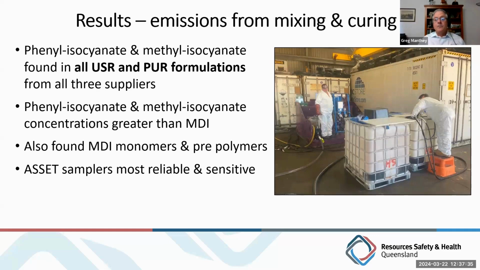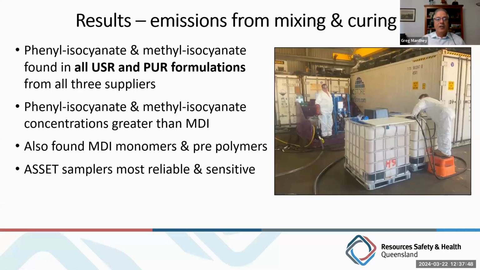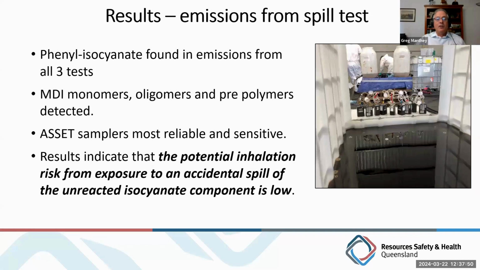So the overall result of that testing, the sampling that we did there, was that we found a lot of contaminant isocyanates that were only identified using the asset samplers. We would have missed them had we just been using impingers or treated filters.